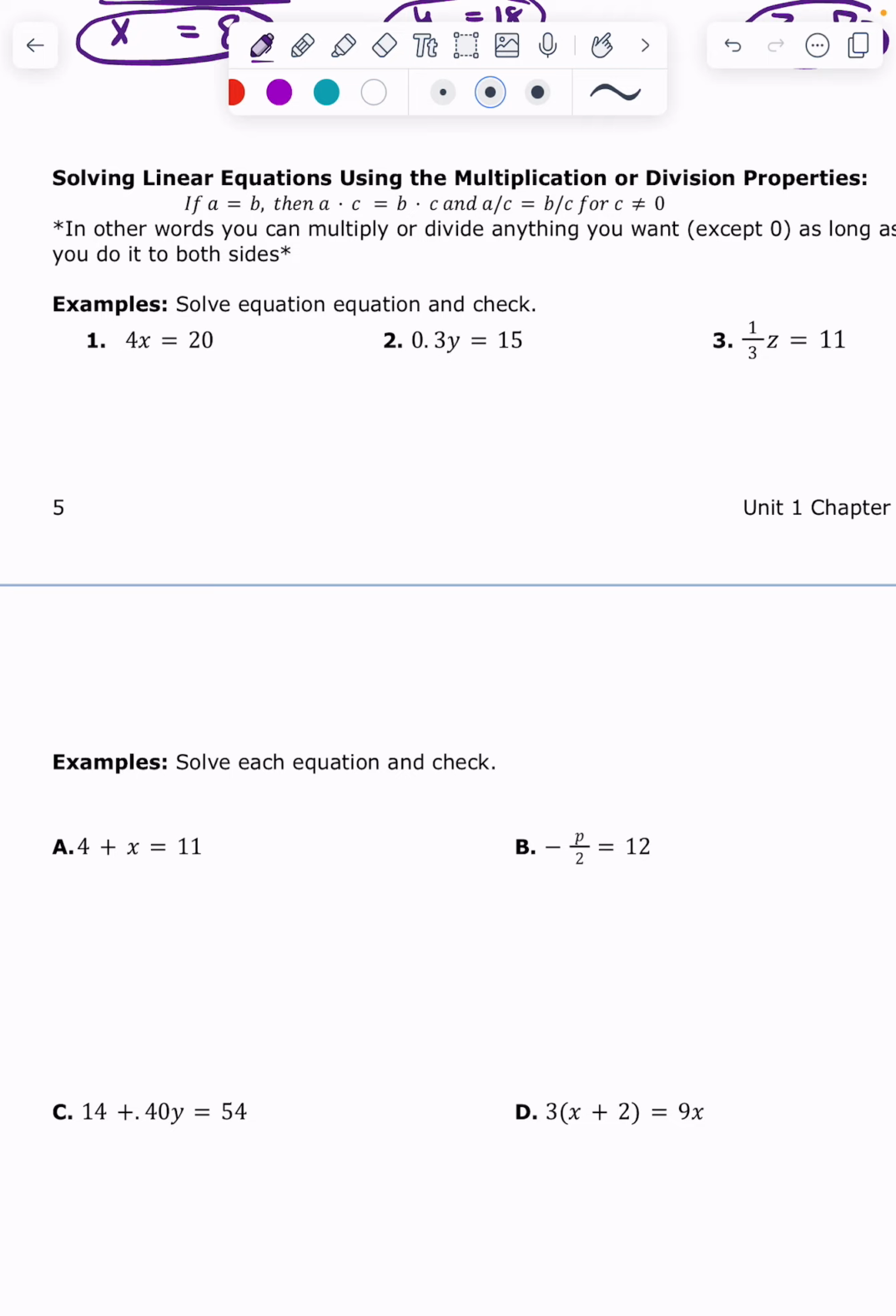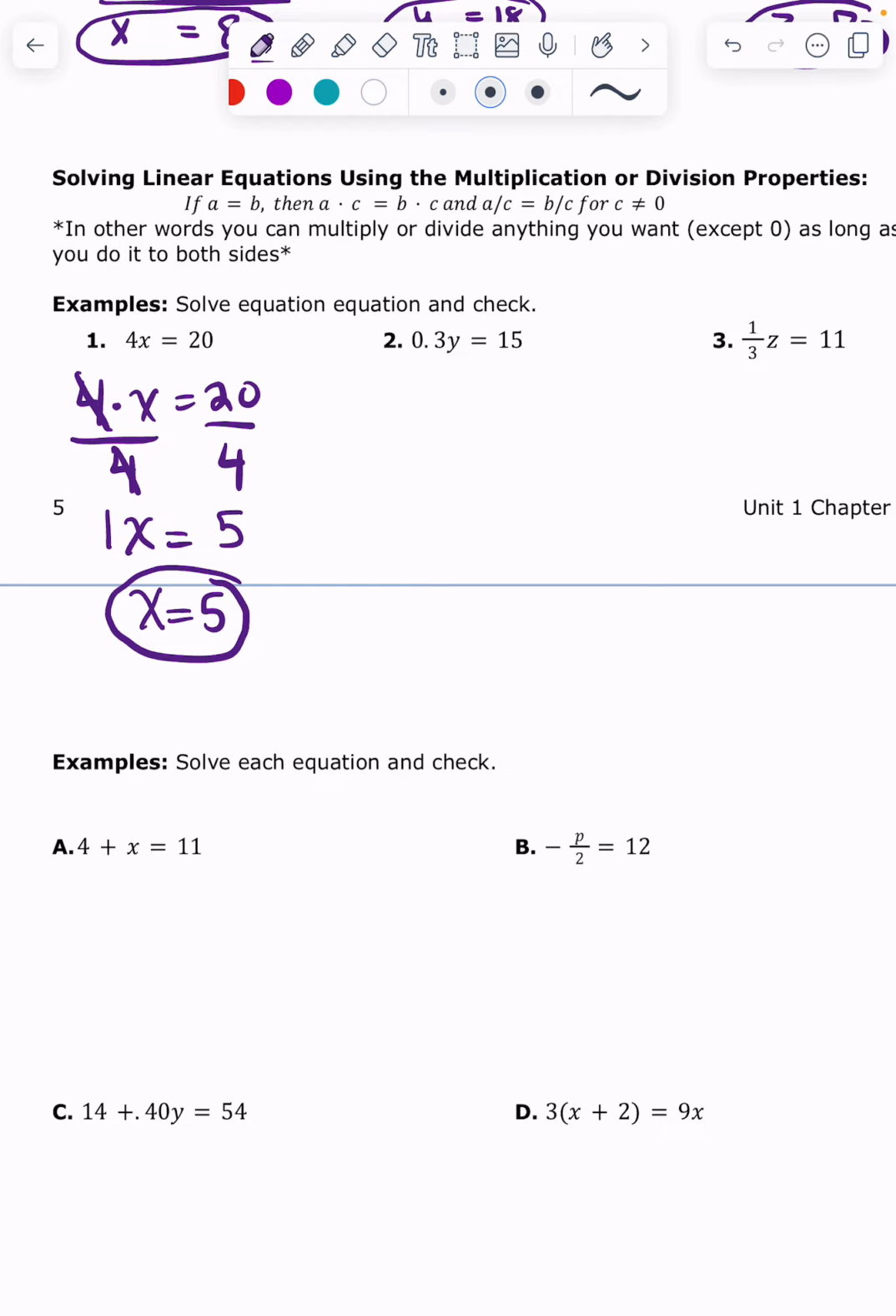So you could rewrite number 1 as 4 times x equals 20 if it helps. Just to note that if there's no operation between the number and the letter, it means that it's multiplication. So if it's multiplication, I would undo it with division. The 4 divided by 4 just becomes 1x, and 20 divided by 4 is 5. And you can leave it like that or just write it as x equals 5.